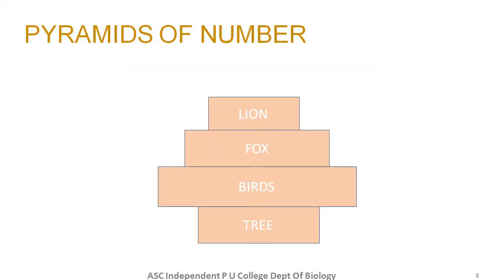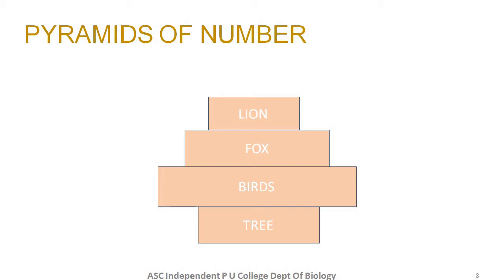Under pyramids of number, we saw upright pyramids and inverted pyramids. Here I have a unique type of pyramid which is called the spindle-shaped pyramid. In this, if you observe, we have taken up an example of a food chain where the producer is a single tree. So the number of producers is less. The birds that are on the tree are more in number, which feed on the tree. So birds are the primary consumers, but their number is more, right?